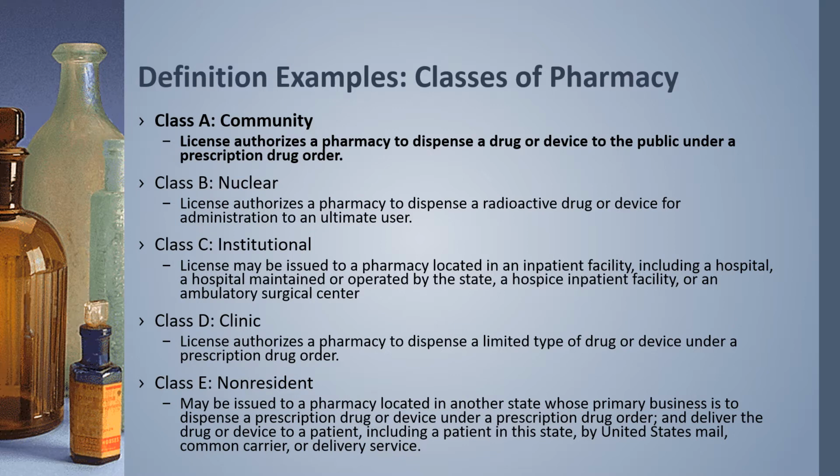A Class D pharmacy is a clinic pharmacy, and this can be a license authorized for a pharmacy to dispense a limited type of drug or device under a prescription drug order. And then lastly, we have a Class E pharmacy, which is a non-resident pharmacy.